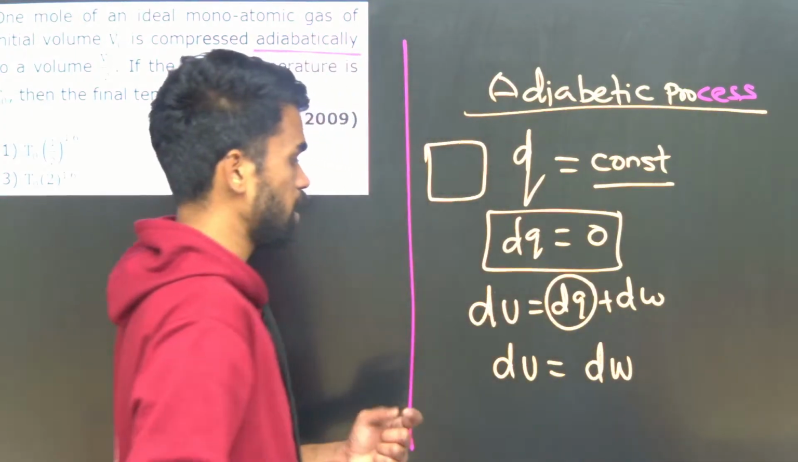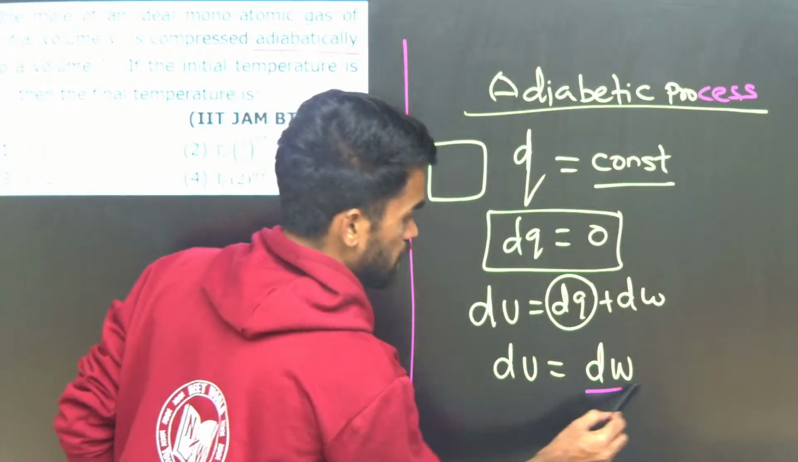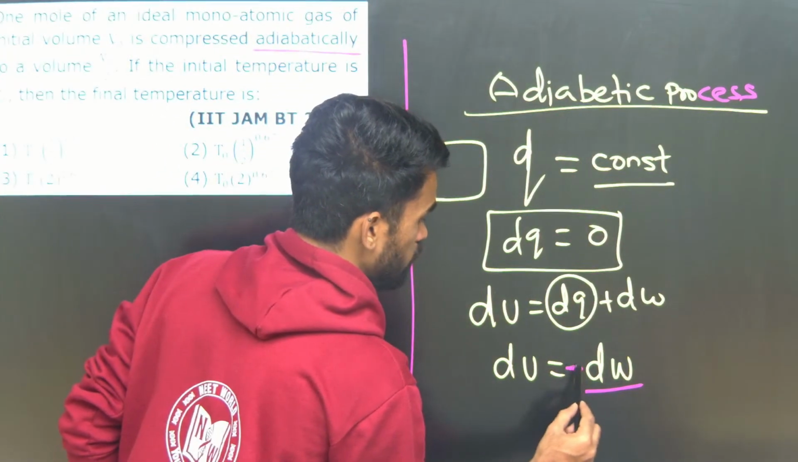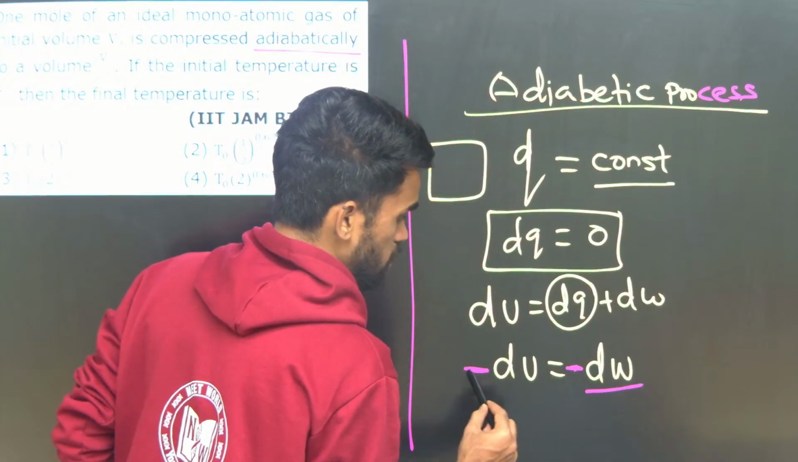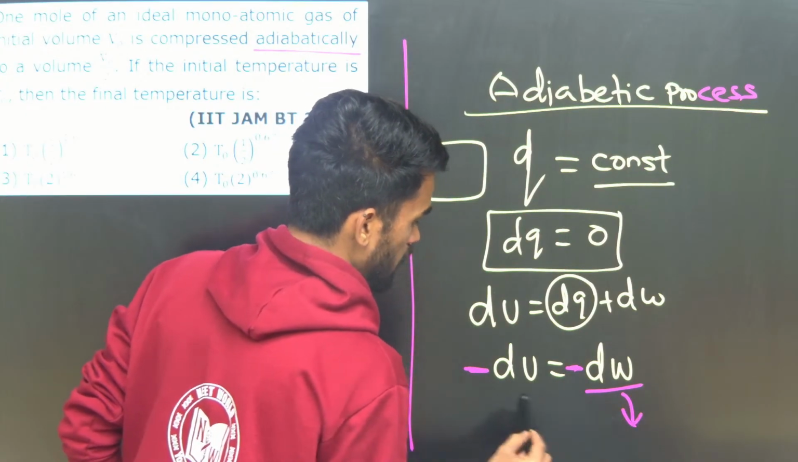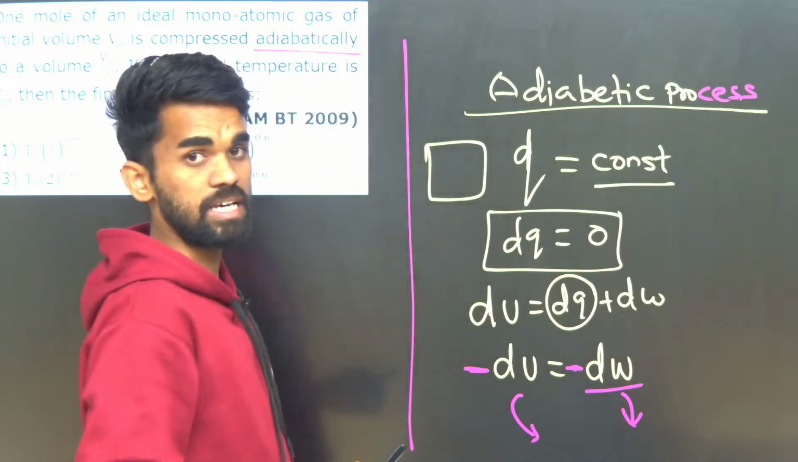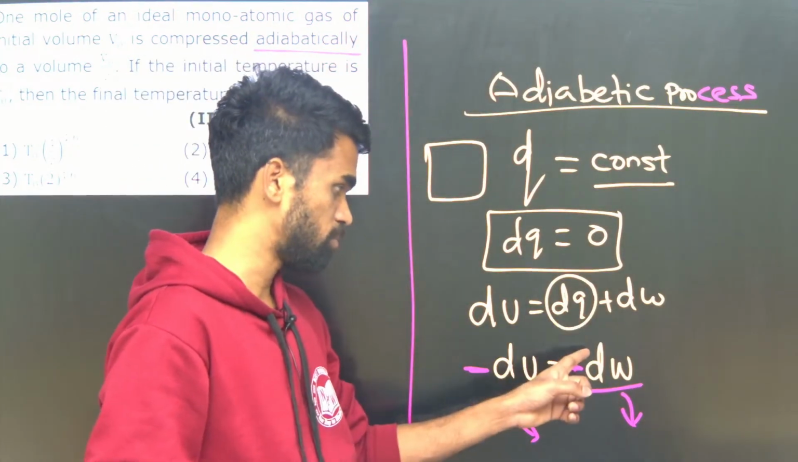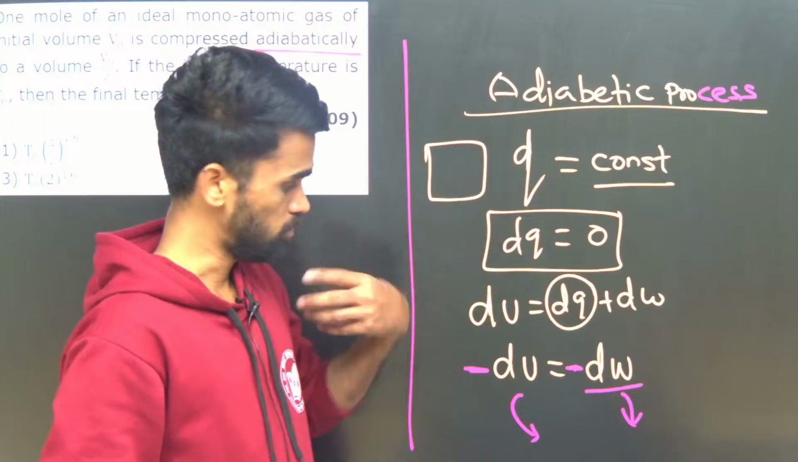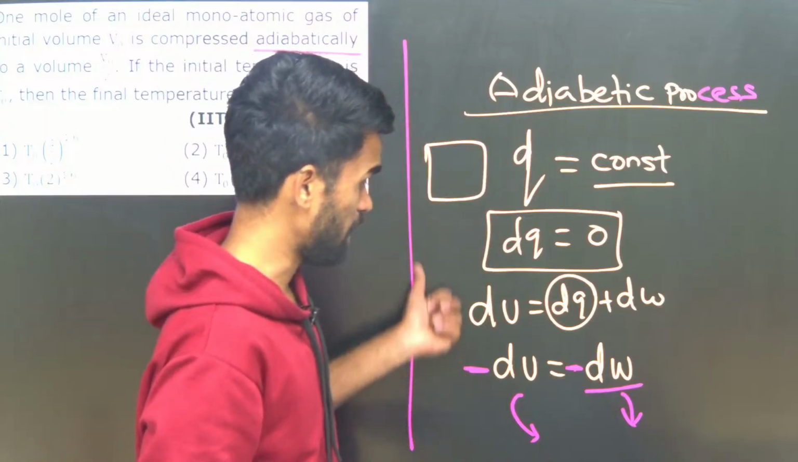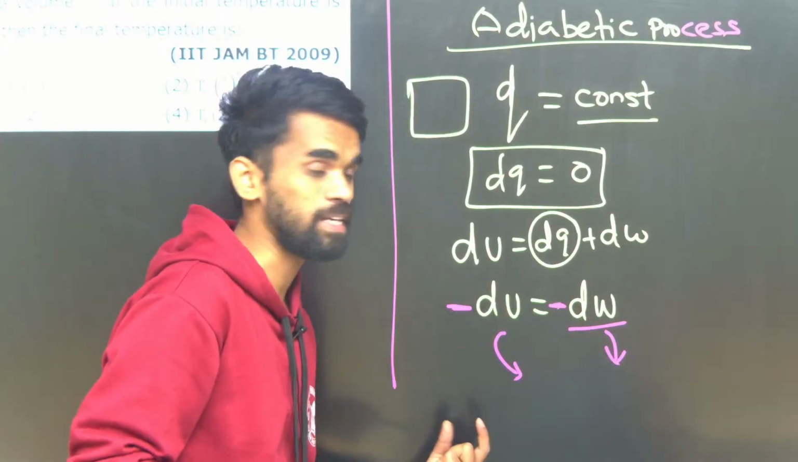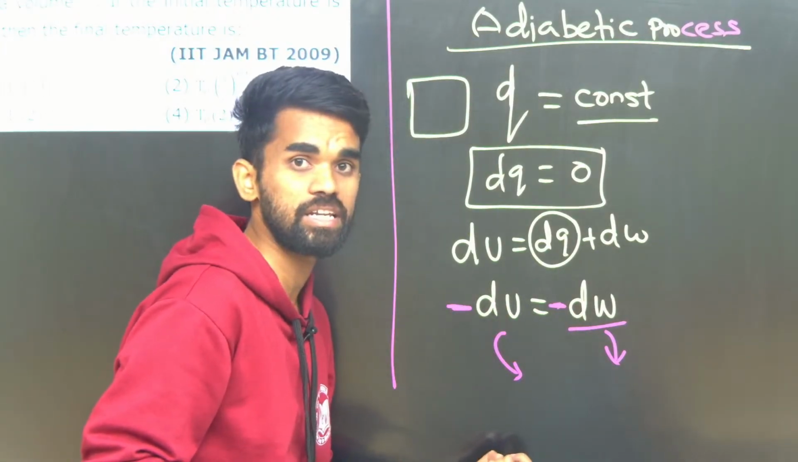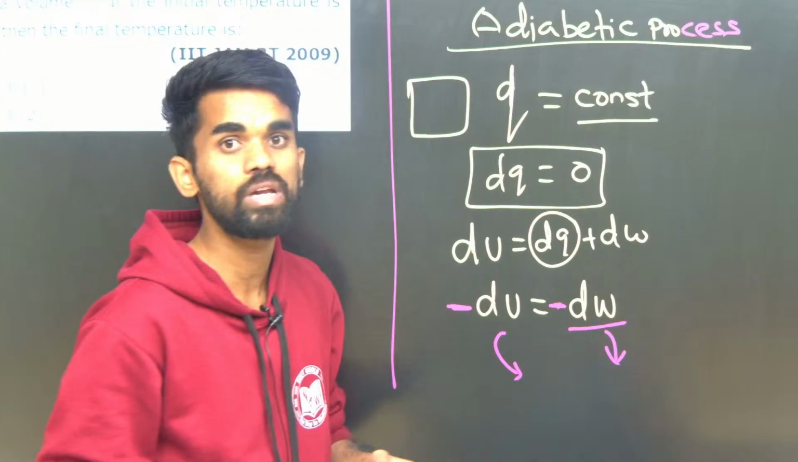It means if the system wants to do some work, that work can be done by using its internal energy. If work is done by the system, its internal energy decreases. If work is done on the system, its internal energy increases. So in an adiabatic process, if work is done by the system, cooling takes place because its internal energy is decreasing, therefore I can say cooling takes place.